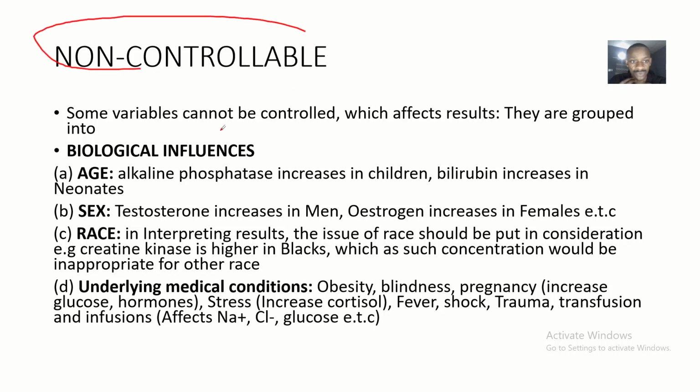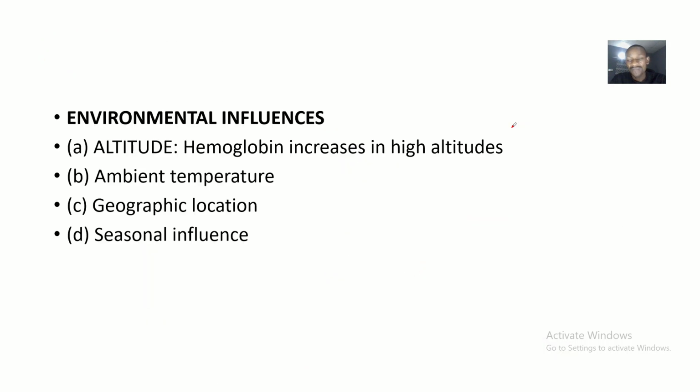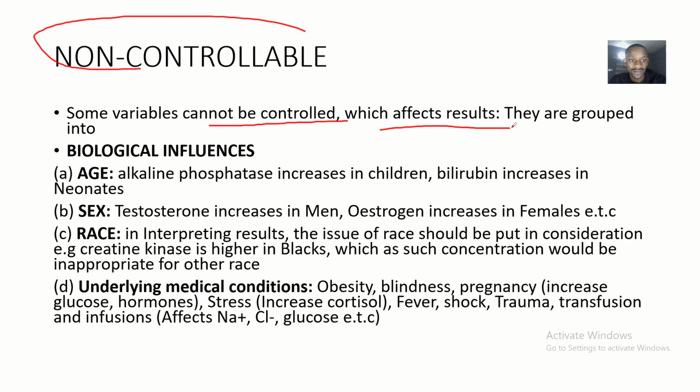For the non-controllable, we said that these variables cannot be controlled and they affect results. They are grouped into two. We have the biological factors and we have the environmental factors. For the biological factors, we have things like age. For example, alkaline phosphatase is increased in children, and bilirubin is increased in neonates. That's normal, and that's not controllable by you. Then sex. Of course, testosterone is more in men and estrogen is more in females.